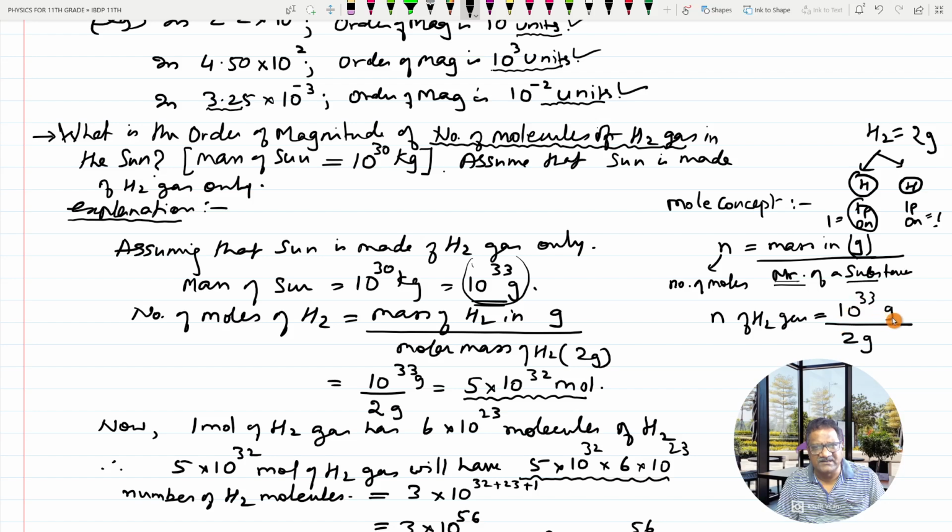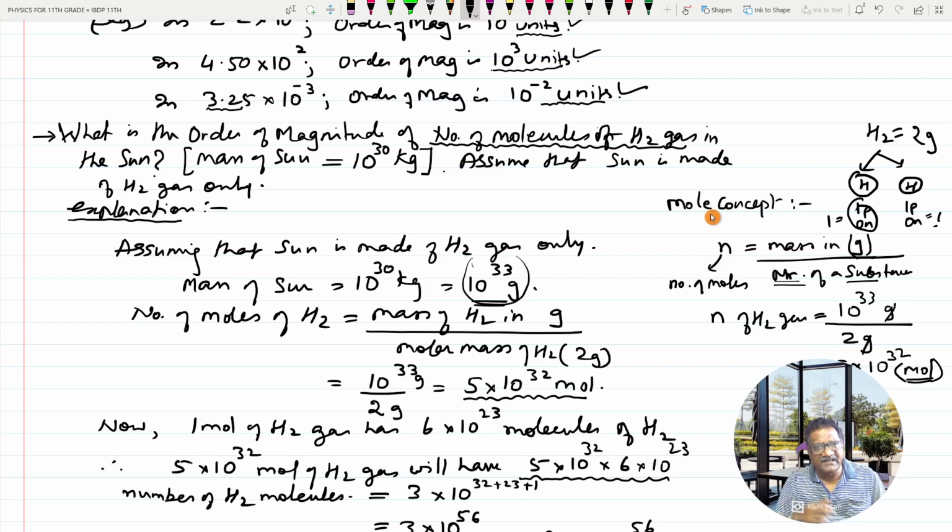So your N, that is the number of moles of hydrogen gas, will be given by 10 raised to 33 grams upon 2 grams. The grams get cancelled, and 10 raised to 33 upon 2 is nothing but 5 into 10 raised to 32. And here you will write mol. Mol is the unit for mole, or you can say mole is written in short form as mol. So you have calculated the number of moles of hydrogen gas in the sun.